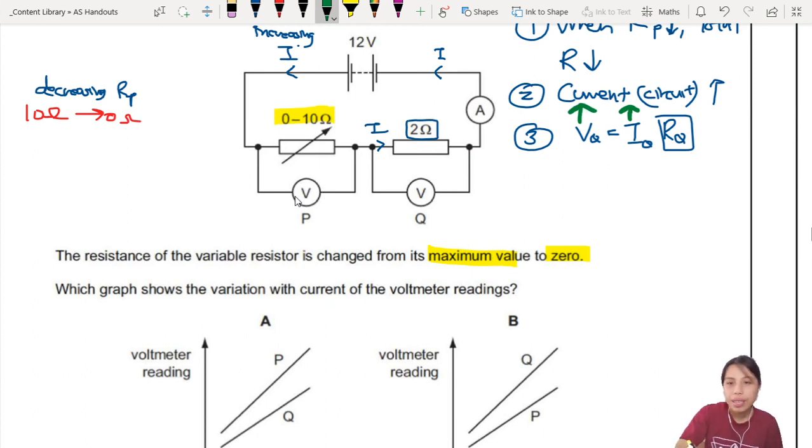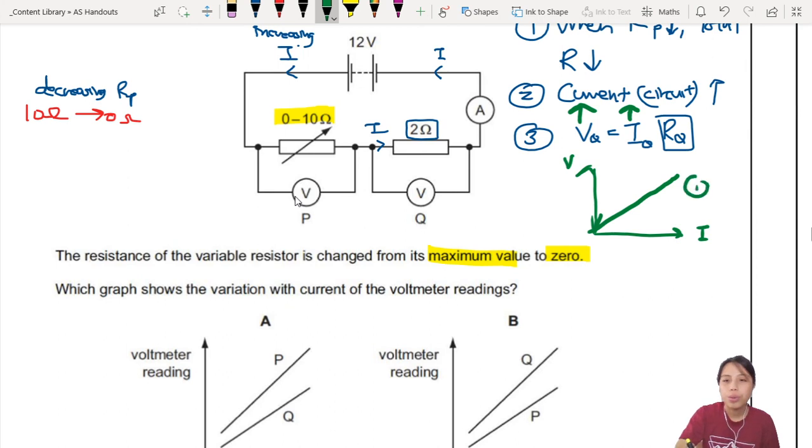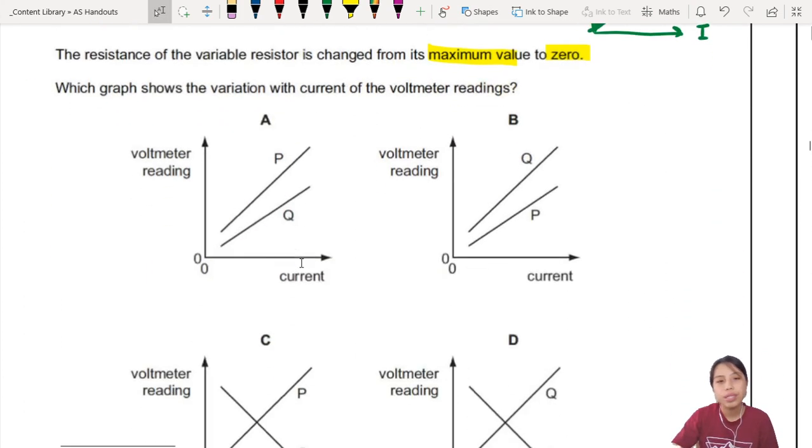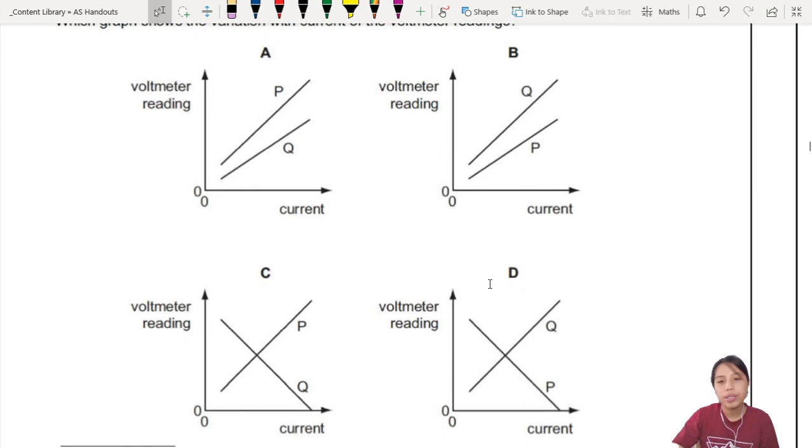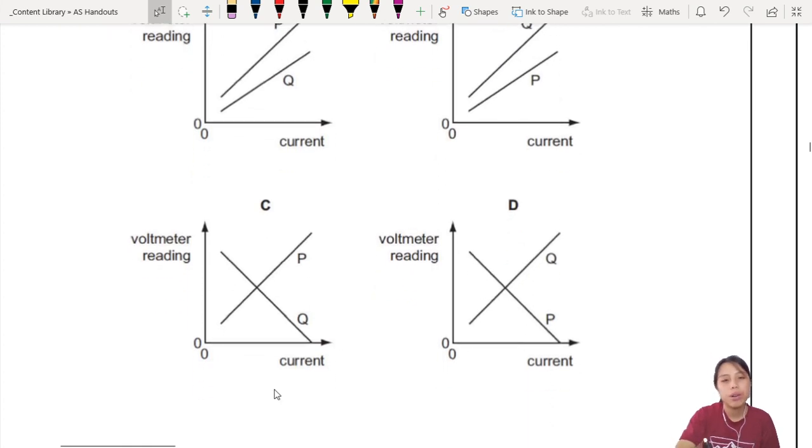Therefore, if you want to plot a graph of V over I for Q, I increases, V increases, so proportional, like that. And this is for Q. So from this first part, you can go through the answers and see which one matches Q. You look and see: Q increase, Q increase, Q increase, Q decrease. So this one is wrong already. Bam, this is out. Then we are left with P.